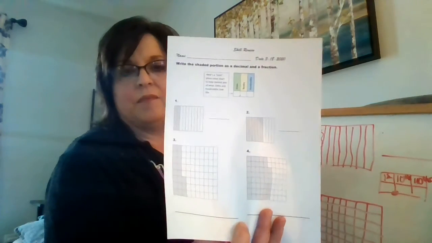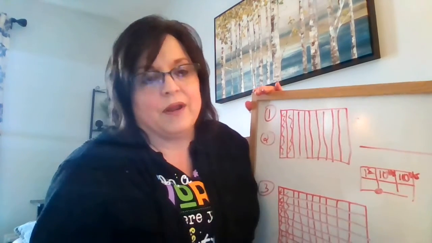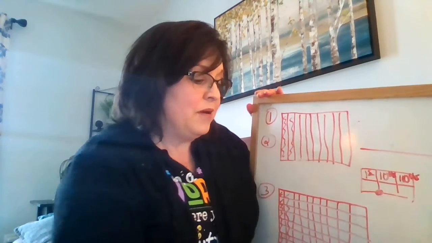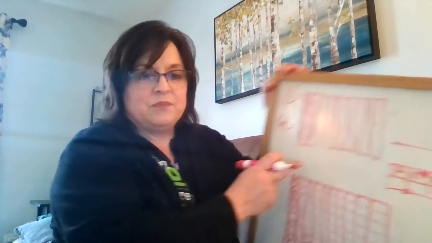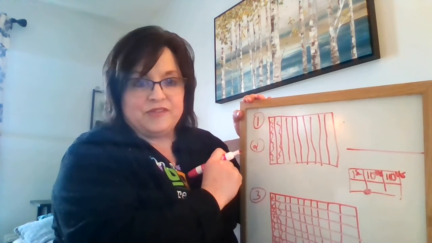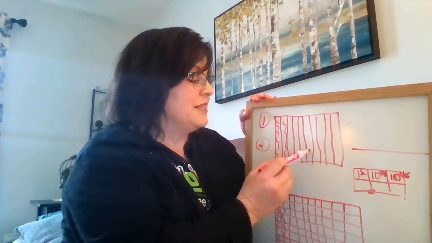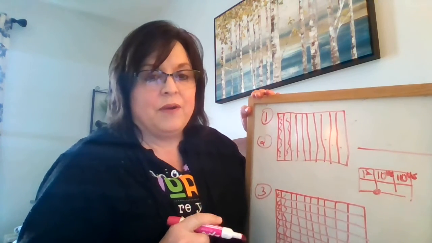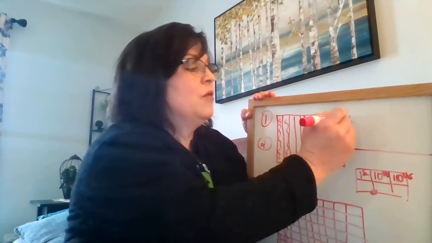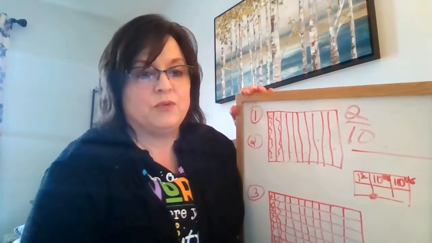This is what your paper looked like, and mine I just went ahead and kind of scribbled out on my whiteboard here. So the first problem looked like this. Now we know that these are split into tenths. We know that because if we count 1, 2, 3, 4, 5, 6, 7, 8, 9, 10, there are 10 parts. If we were to write that as a fraction, we would write that as 2 tenths, which we know.